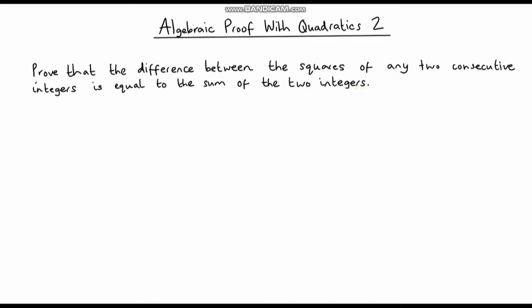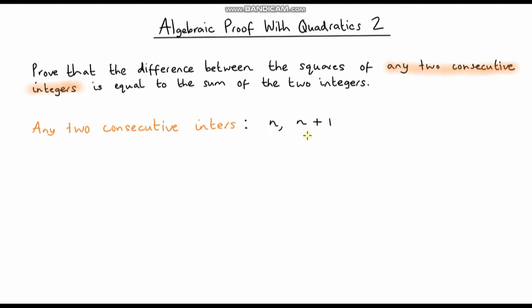Now at the moment that might sound a bit of gobbledygook, but let's just take it step by step. So the difference between the squares of any two consecutive integers. First of all, let's have a look at this statement here. Any two consecutive integers. Well, if we think about n as an integer, then the consecutive integer after n would be n plus 1.